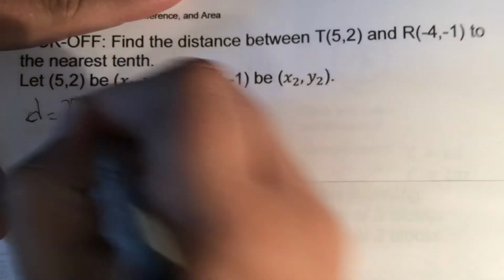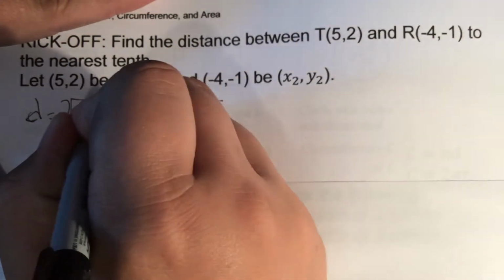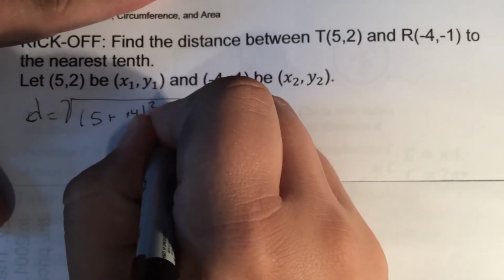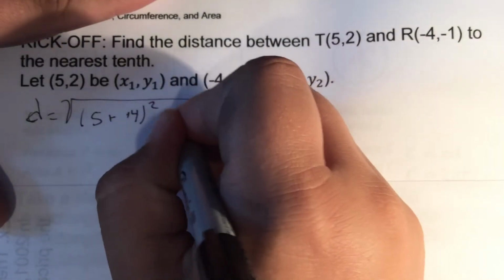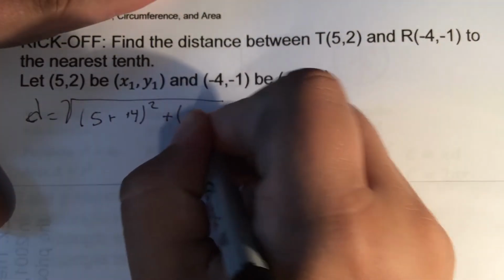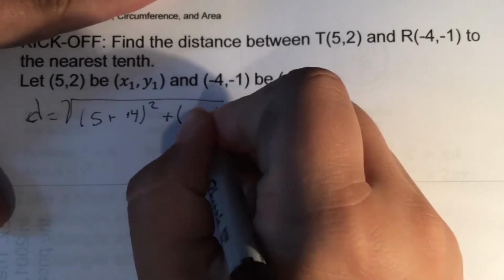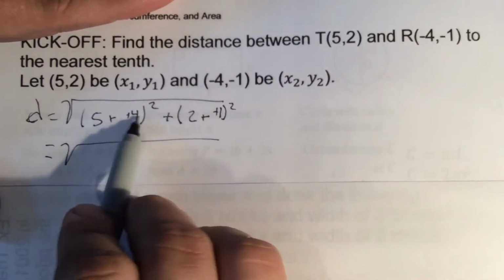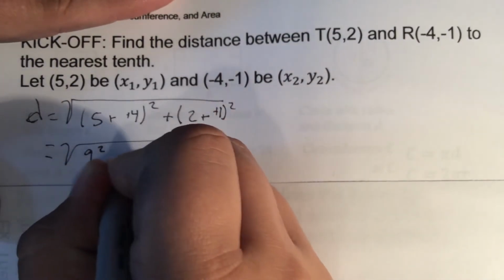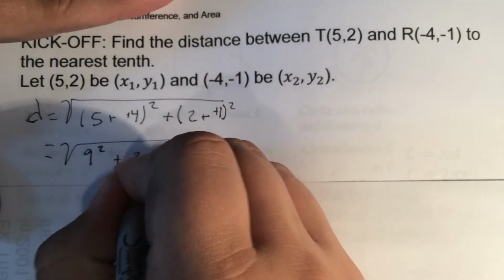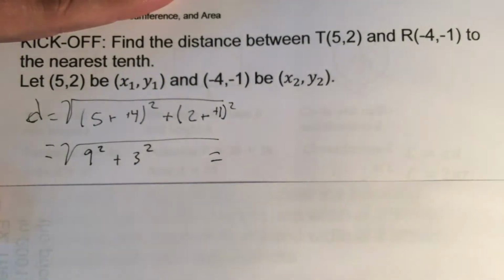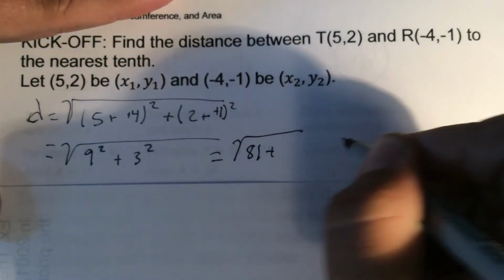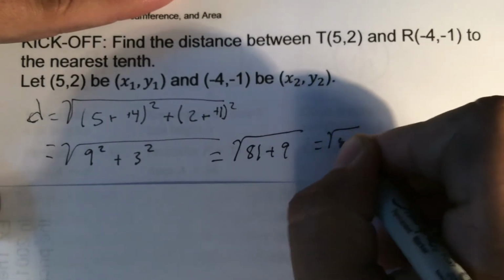So if we start here with x, we would have 5 minus a negative 4, which would make it a plus 4 squared, plus we are 2 minus a negative 1, which would be plus 1 squared. Well, 5 plus 4 would be 9 squared, plus 2 plus 1 would be 3 squared. So 9 squared would be 81. 3 squared would be 9. So we're looking at the square root of 90.